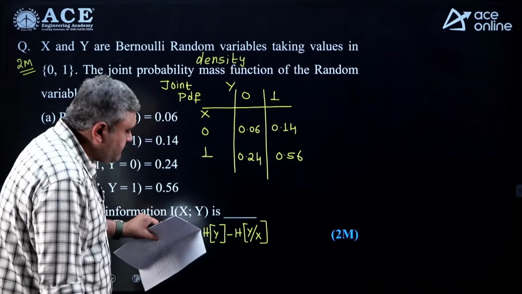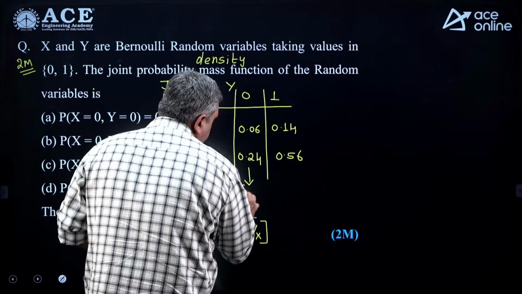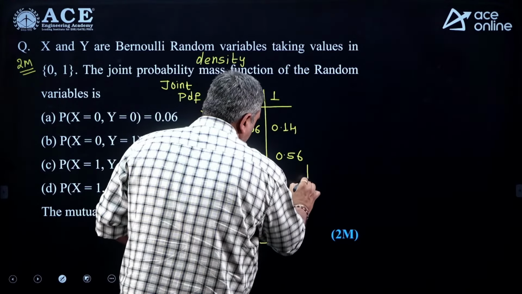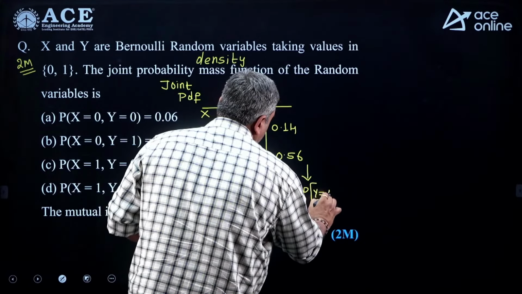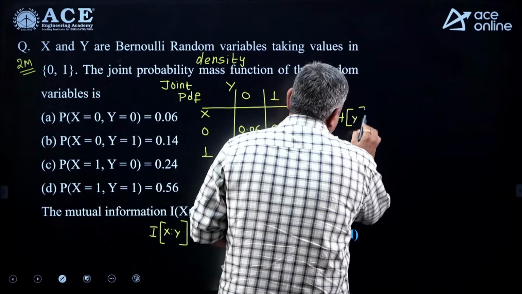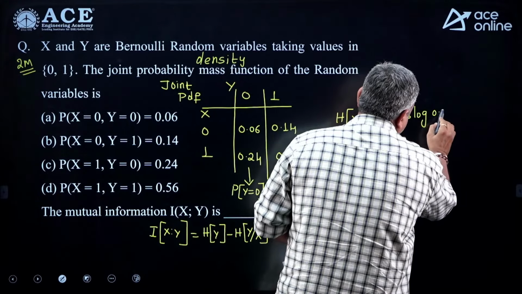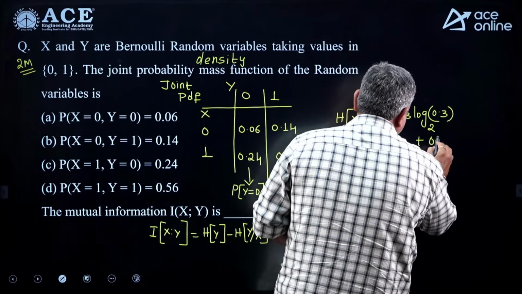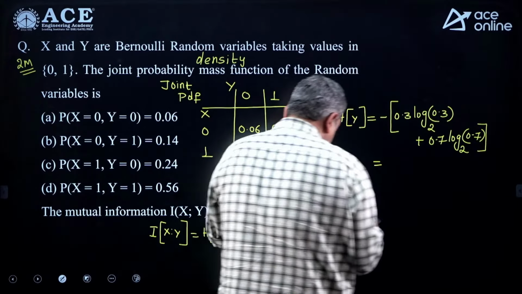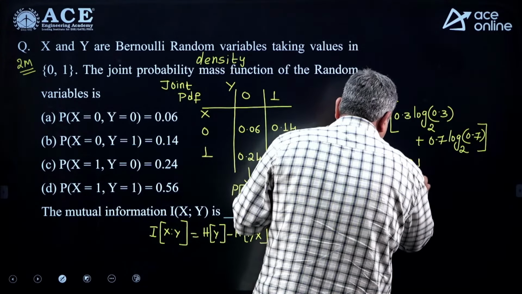So, I need H of Y and I need H of Y given X. For finding H of Y, you need probabilities on Y. What is the probability of Y equal to 0? Independent of X, you take Y equal to 0. This value becomes 0.3. And the probability of Y equal to 1 becomes 0.7. So, what is your H of Y? This will be minus of 0.3 log 0.3 to the base 2 plus 0.7 log 0.7 to the base 2. If you simplify this, you will get H of Y as 0.8812. This is what I am getting.